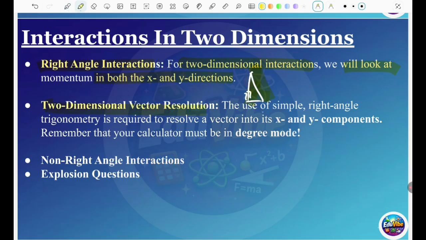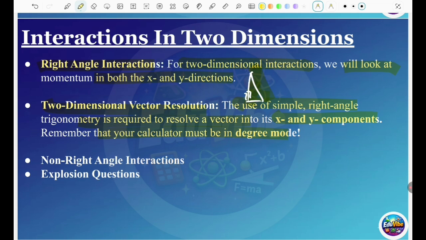In the two-dimensional vector resolution, we can use simple right angle trigonometry to solve the vector into its x and y components. Remember to be in degree mode. At the end, we definitely find the angle and magnitude for the vector, but the x and y components can be found first: momentum at the x component, and momentum at the y component. You add up the things, make the vector diagram, then find the angle and then the magnitude. So direction is very important in all of these questions.